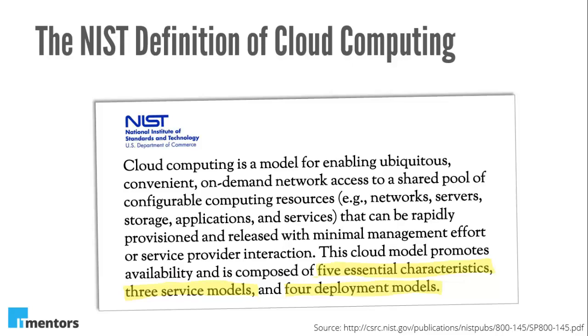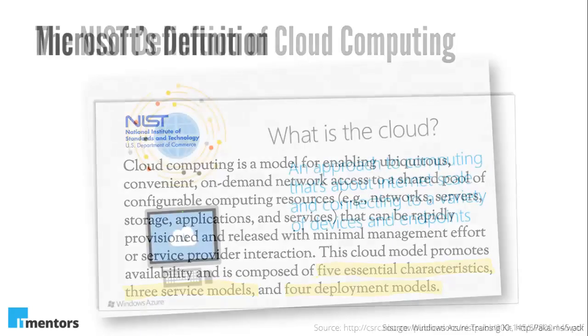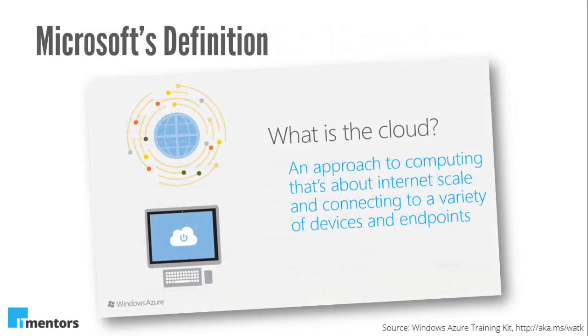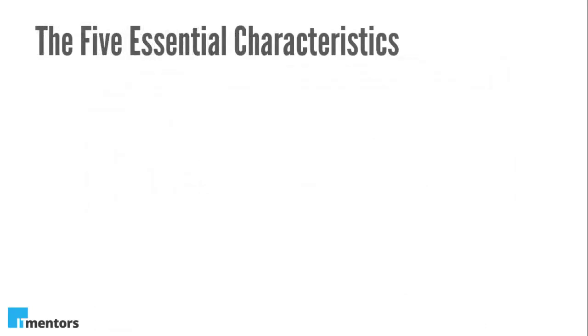So, speaking of Microsoft, how do they define cloud computing? Microsoft has a fairly simple and straightforward definition. They define the cloud as an approach to computing that's about internet scale and connecting to a variety of devices and endpoints. Now, there's nothing wrong with this definition, or there's nothing inconsistent with the NIST definition. It just simplifies things a bit too much. So let's go back to the NIST definition, beginning with the 5 essential characteristics.